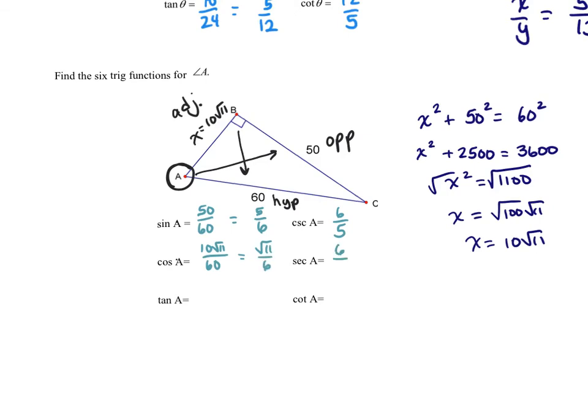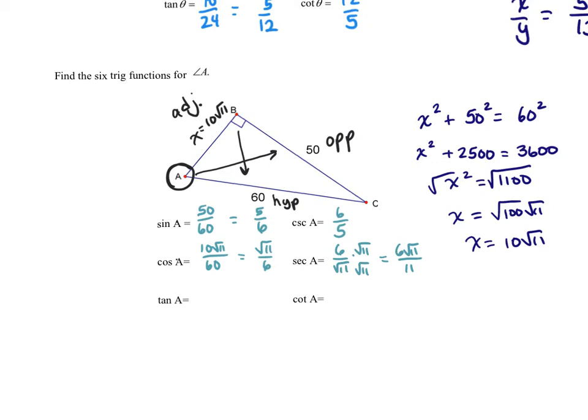So when I take the reciprocal, I get 6 over radical 11, which is okay, but we typically don't want radicals in our denominator, so I'll rationalize that by multiplying top and bottom by radical 11. So that gives me 6 radical 11. Radical 11 times radical 11 is 11.